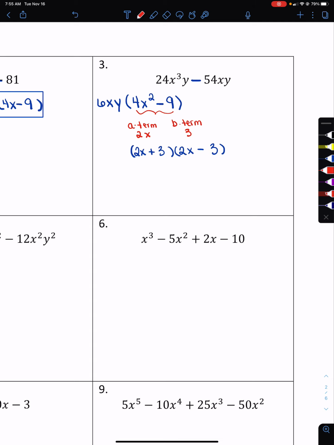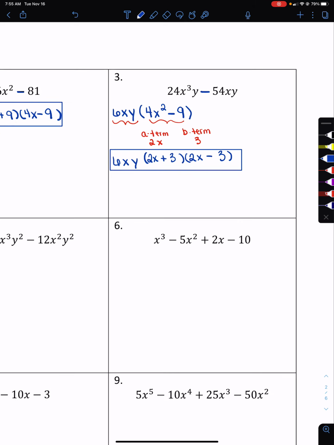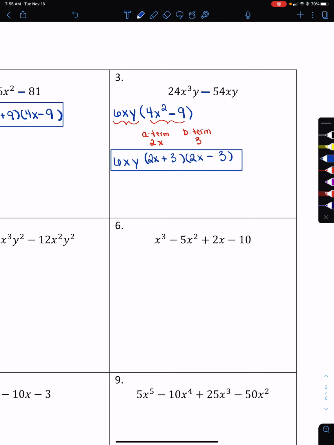And this 6xy is still part of our equation. It was just the GCF. So it is still there, okay? Now I look at that just to make sure there's nothing I can factor even more, which I cannot. So this would be my solution, okay? All right, let's go on to number 4.